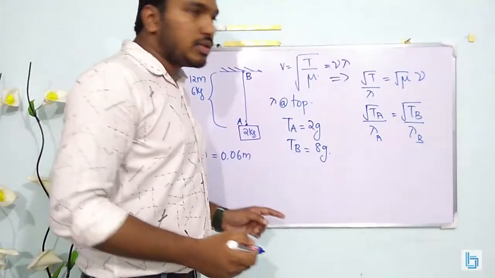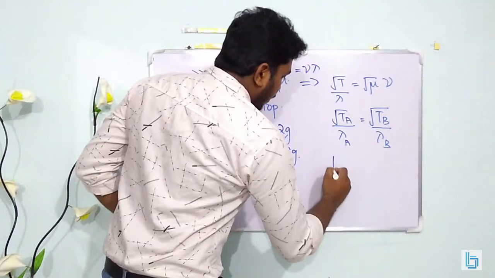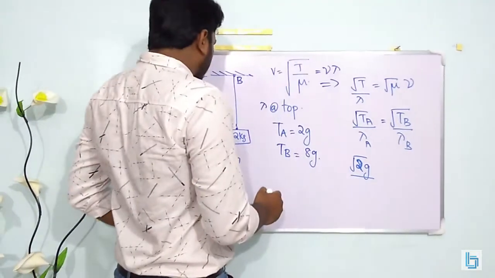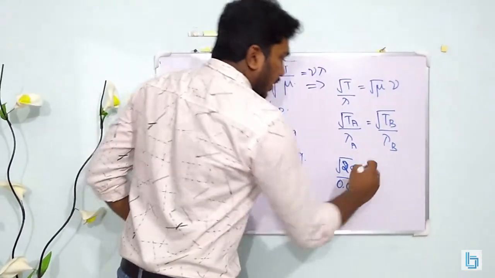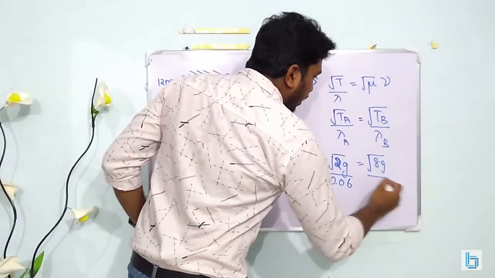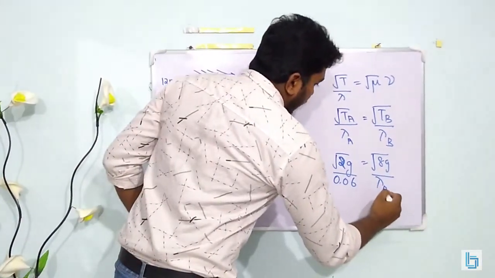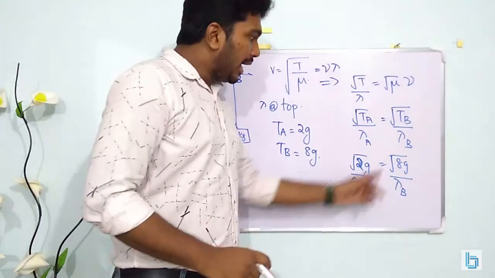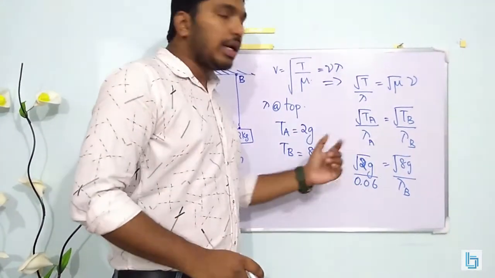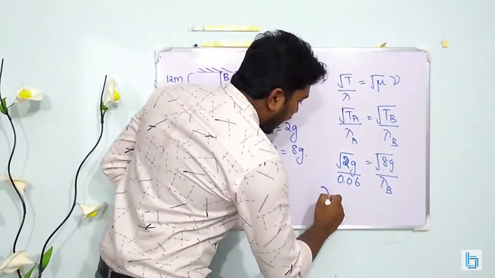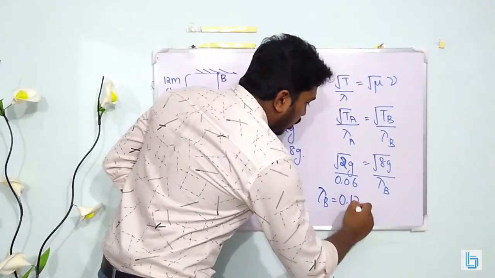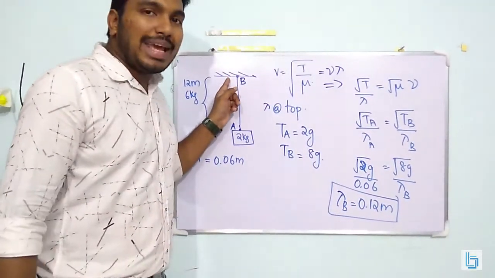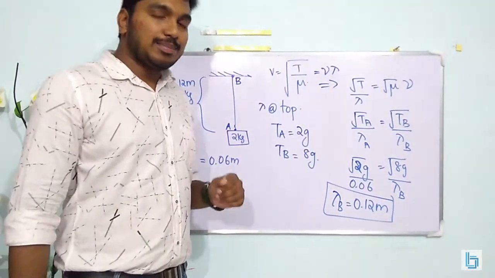Substituting the values, TA is 2g, so root 2g by lambda A, where lambda A is 0.06, is equal to root 8g divided by lambda B. So g and g cancel out. Root 8 is equal to 2 root 2, and root 2 and root 2 cancel out, so 2 is remaining. And lambda B you'll be getting as 0.12 meter, which is the wavelength of the pulse when it reaches the top end of the rope. Okay, I hope it is clear. Right, thank you.